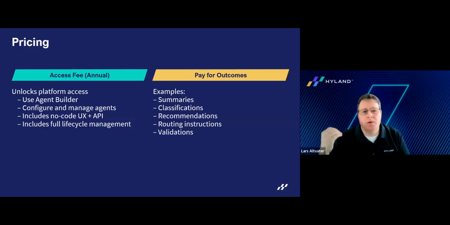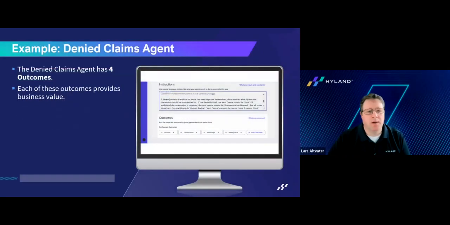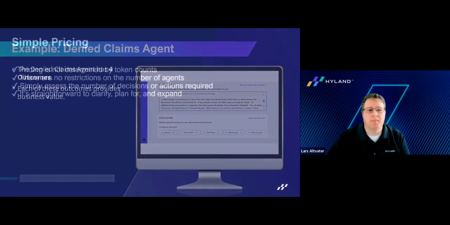And then you pay for outcomes, right? If you remember when we talked about the configuration, you can configure outcomes on the agent. For the denied claims agent, those are 4 outcomes that we had set up for the prototype. Each one of these provides business value, right? So these are what we're going to be charging for, on a usage basis.